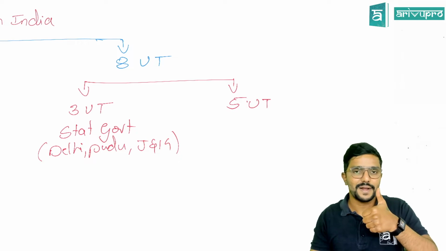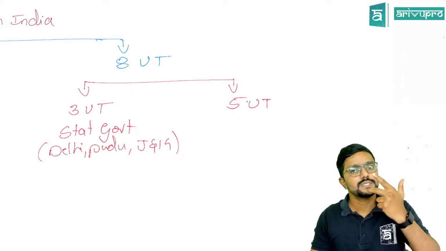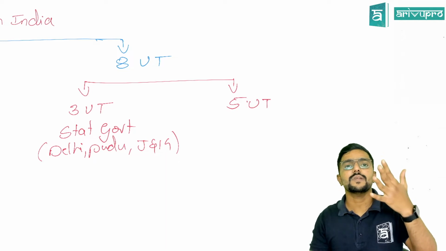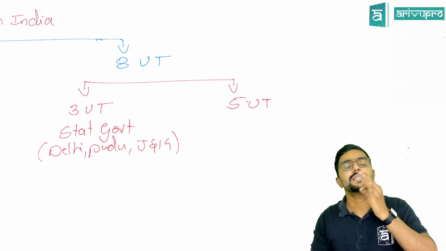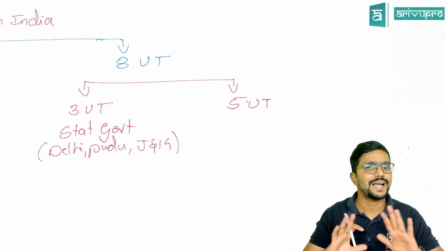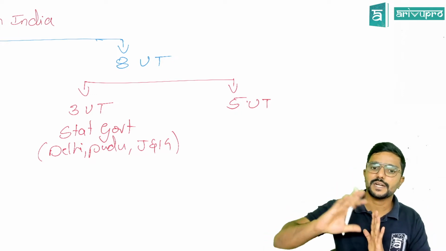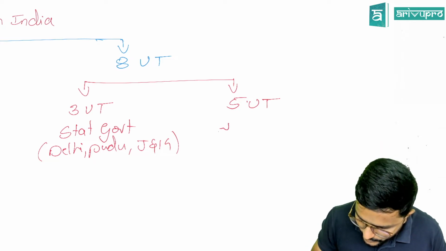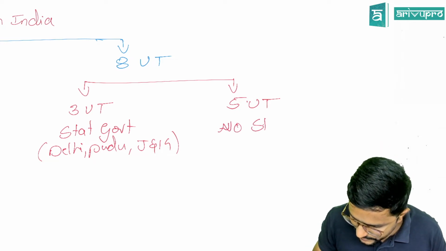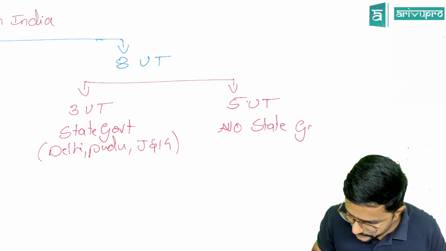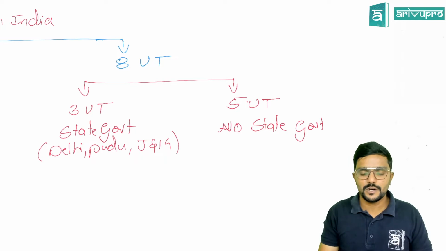I repeat, there are 5 union territories totally: Andaman and Nicobar Islands, Lakshadweep, Chandigarh, Ladakh, and the last one is Daman, Diu, Dadra and Nagar Haveli. There are totally 5 union territories which don't have their state legislation, so they are controlled by the central government. So no state government. Okay, sir. There is no state government.